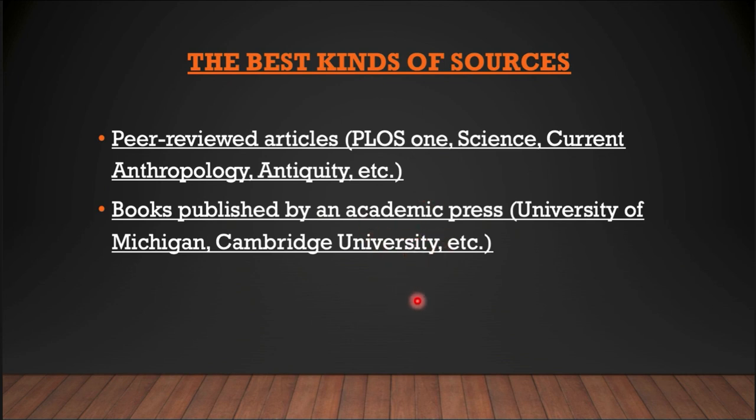Books published by an academic press, University of Michigan, Cambridge University, etc. These are the best kinds of sources. You will get lots of good information from these kinds of sources. So a lot of the books on eReserve are these kinds of books.